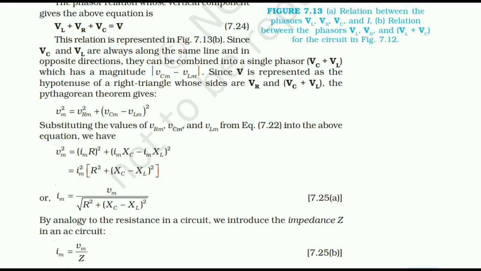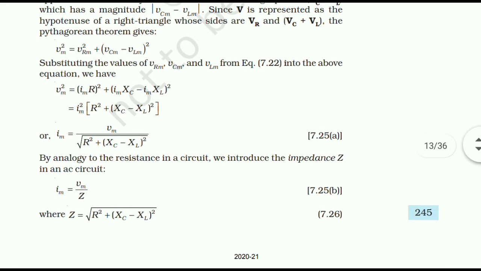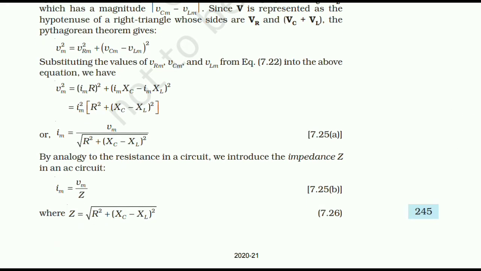Substituting the values of VRM, VCM and VLM, we get that Im equals Vm upon the square root of R squared plus (XC minus XL) whole squared. By analogy to the resistance in a circuit, we introduce the impedance in an AC circuit, which is denoted by Z. Im equals Vm upon Z, where Z is equal to the square root of R squared plus (XC minus XL) whole squared.